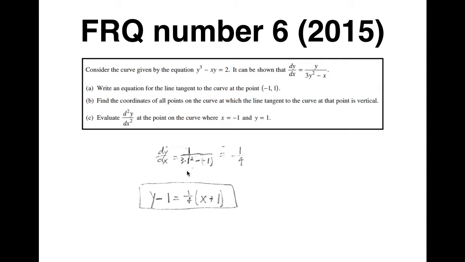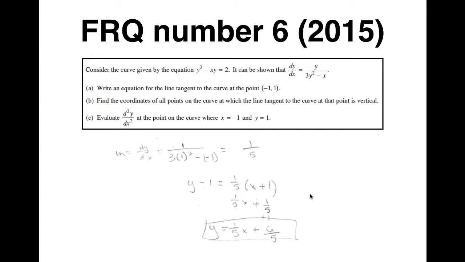Student B, dy dx equals 1 over 3 times 1 squared minus negative 1, so the student correctly substituted x equals 1, y equals negative 1, and finds that the derivative is 1 over 4. Immediately jumps to the answer, y minus 1 equals 1 over 4 times x plus 1. That's perfect, simple, clear, and the student lost very little time on that problem and earned full credit.